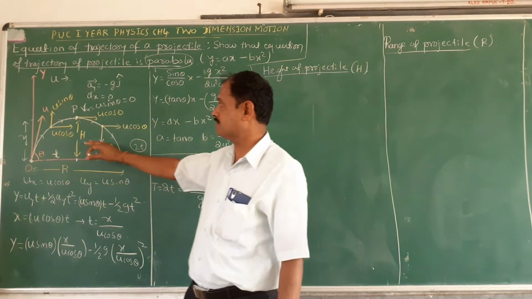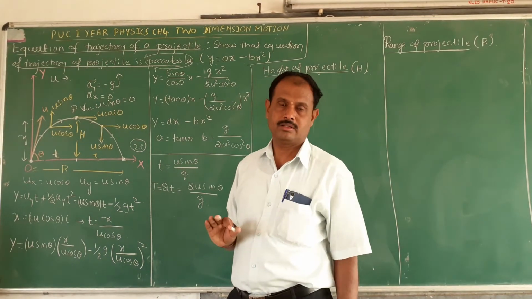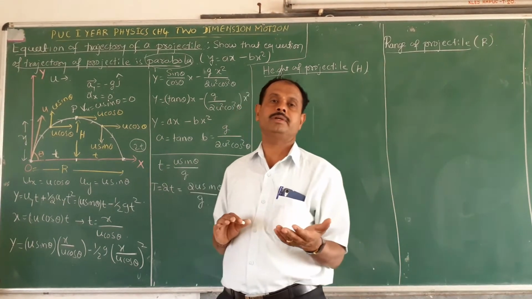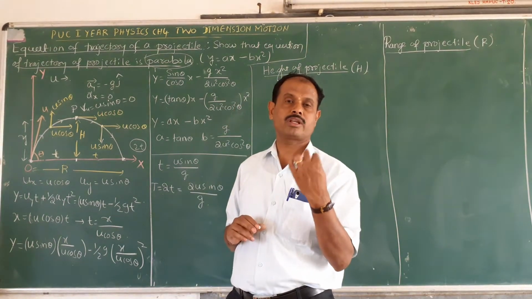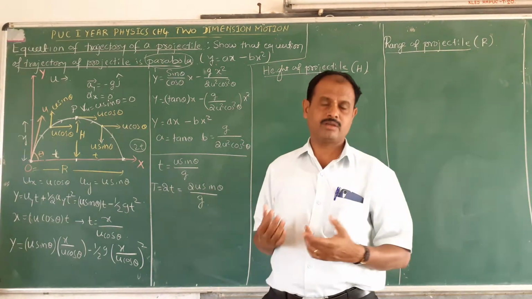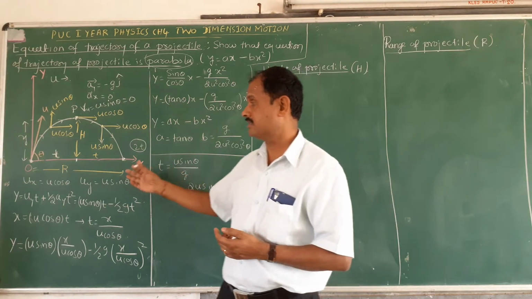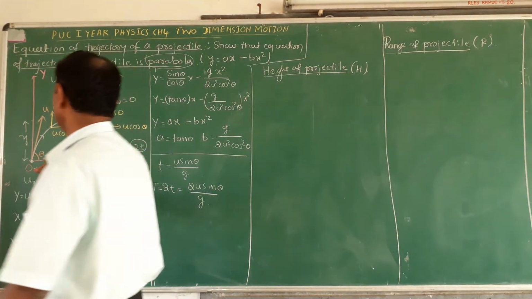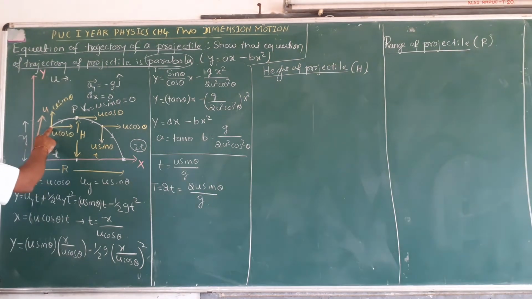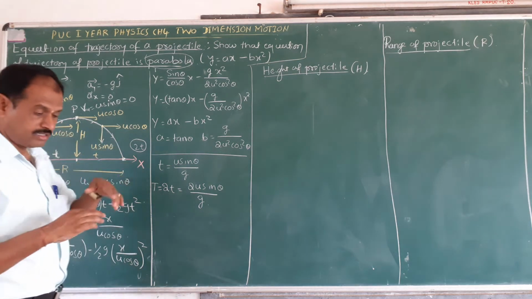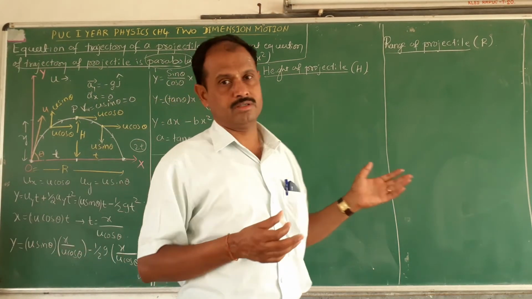Now the body is projected in the xy plane. Therefore, projectile motion is said to be 2-dimensional motion. It is an example of 2-dimensional motion, in one particular plane, here the xy plane. Now the velocity of the particle or body at any point in its path is resolved into 2 components.